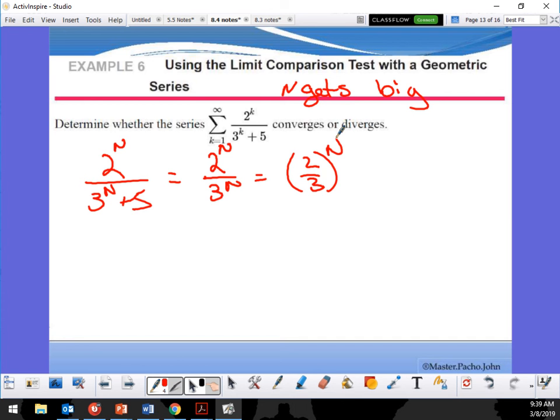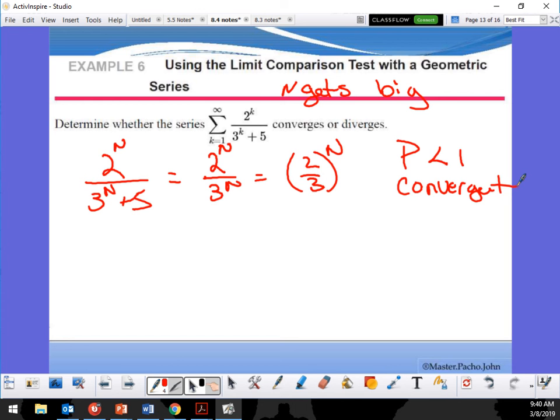So now in this case, my r-value is going to be less than 1. Since the value is less than 1, that means that this is going to be convergent. So now I'm going to compare it to a convergent. So let's take a look.